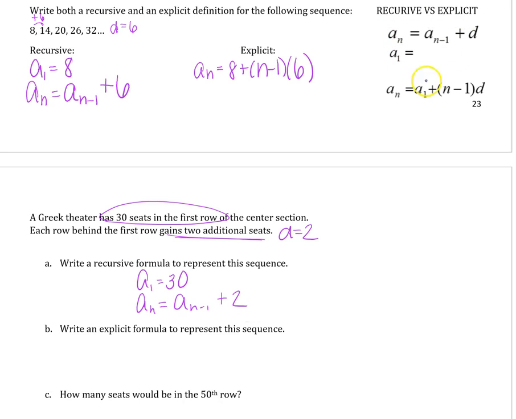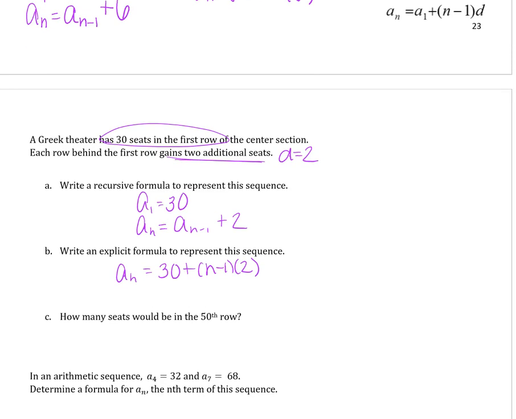So just using this from above, if I want an explicit formula, I'm going to take the first term plus n minus 1 and multiply it by 2. If I want the 50th, how many seats would be in the 50th row, I'm always going to use the explicit formula and just evaluate it at 50.